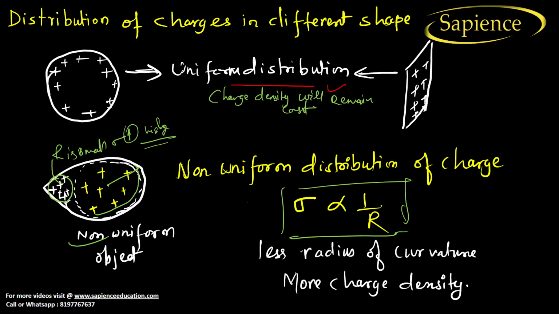So hence we can say that it is not always that you will get a uniform distribution of charge. You may get a non-uniform distribution of charge if an object is not symmetric, if an object is irregular. So it depends upon the situation, it depends upon the shape of the conductor.